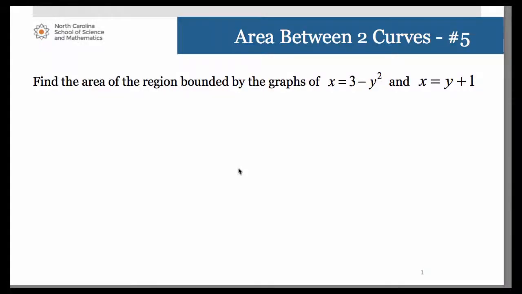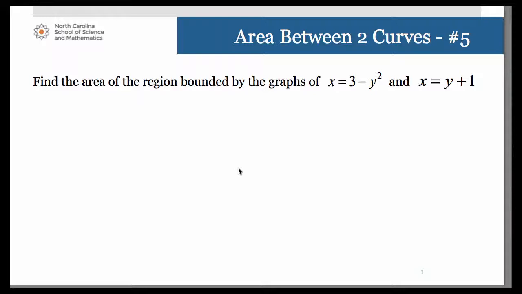Hi everyone, I have one final example for you of finding the area between two curves, and this one will be different from the others that we've worked through. We are asked to find the area of the region bounded by the graphs of x equals 3 minus y squared and x equals y plus 1.